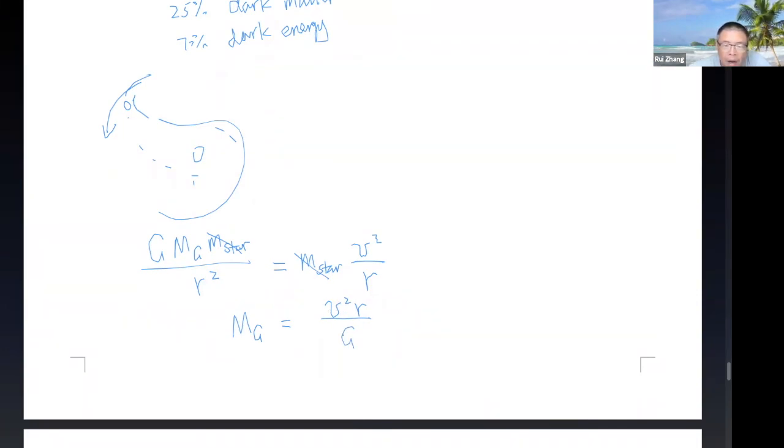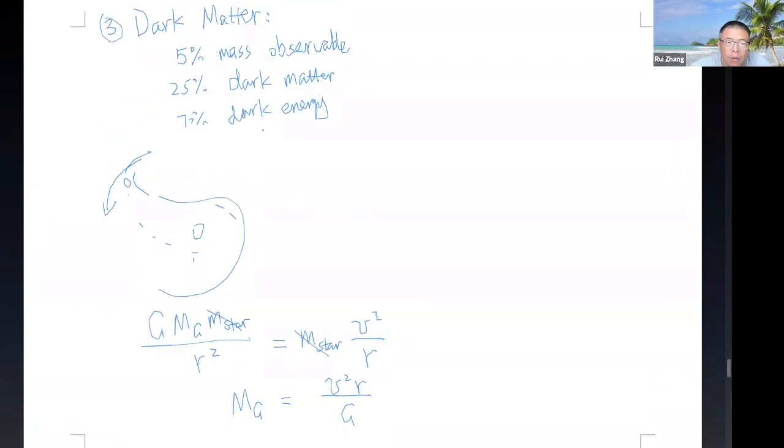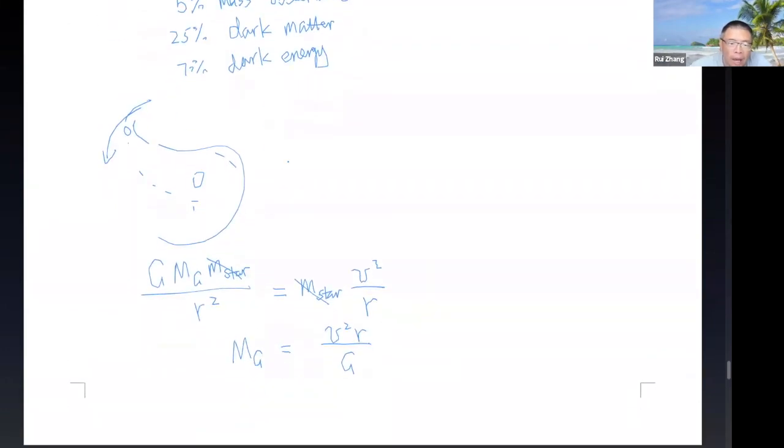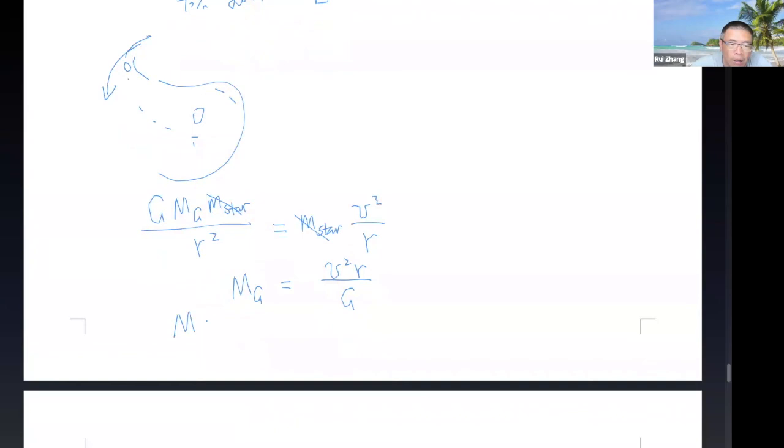You can plug in v and r and G. It turns out the mass measured this way is way bigger than the observable mass you have in the galaxy. So M_G, this mass here, is way larger than the observable mass. And this is what people started to realize. There is some hidden mass there, dark matter. It cannot be seen, but it does have an effect, in terms of gravitational attraction. It is there, but we cannot see it.